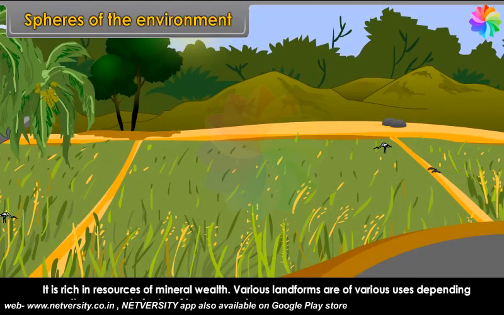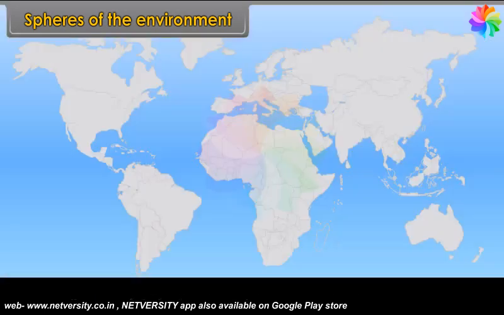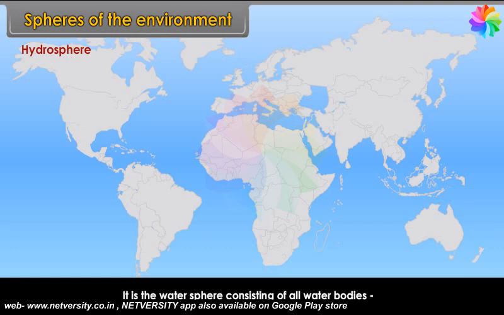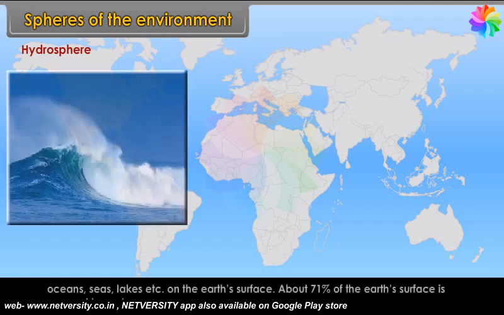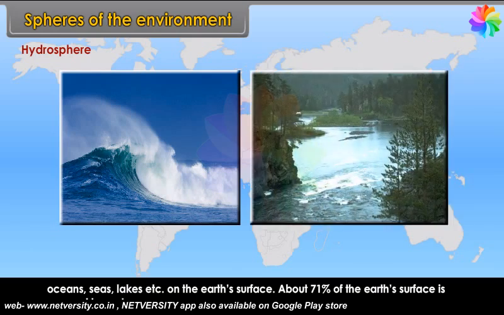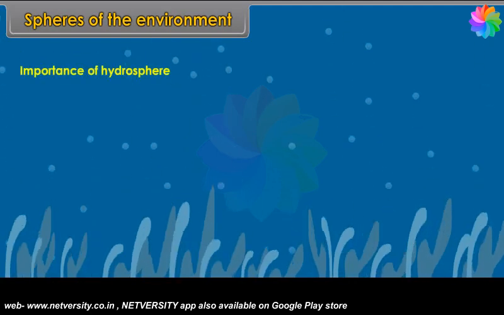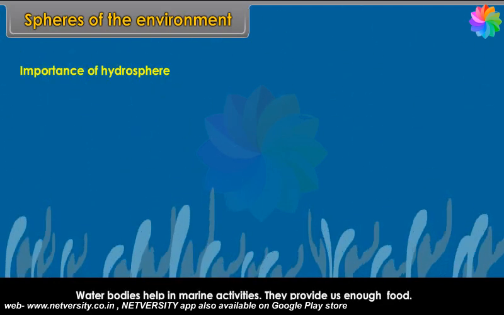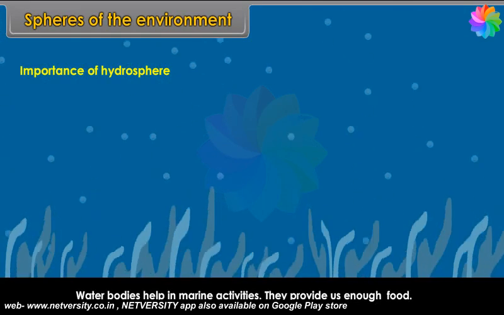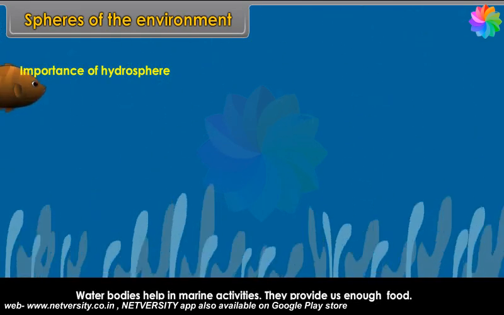Hydrosphere. It is the water sphere consisting of all water bodies, oceans, seas, lakes, etc. on the Earth's surface. About 71% of the Earth's surface is covered by water. Importance of hydrosphere. Water bodies help in marine activities. They provide us enough food. Without water, human beings, plants and animals cannot survive.